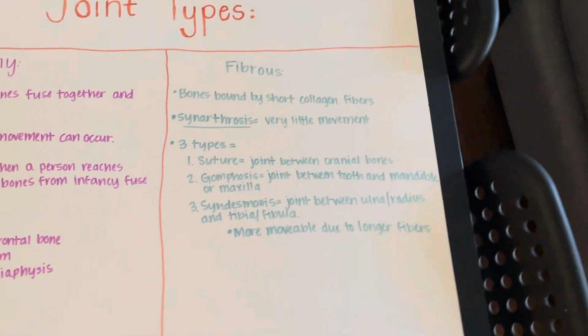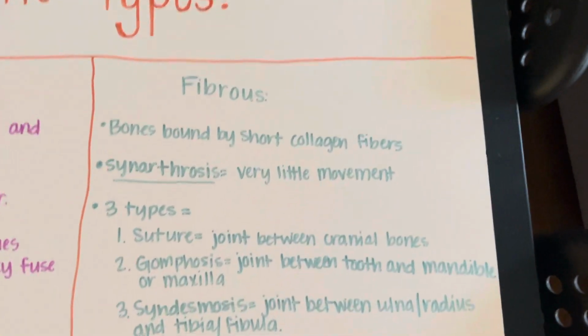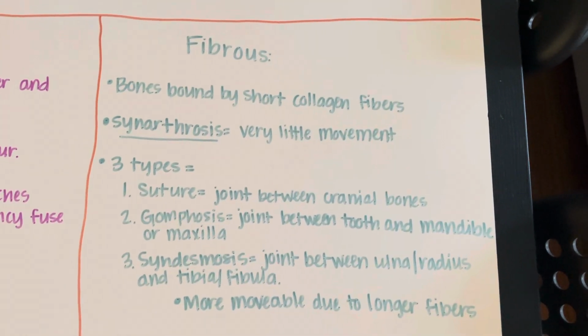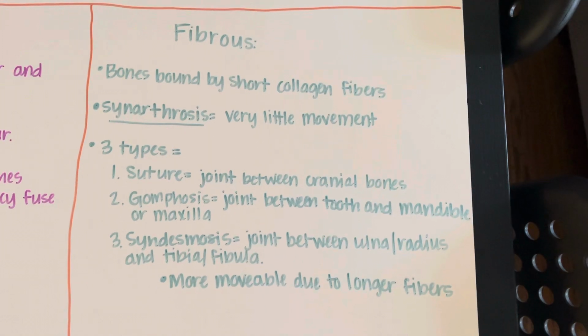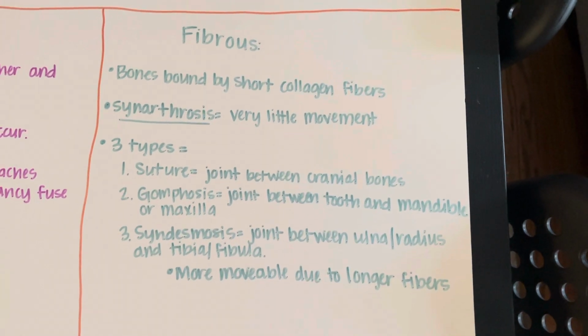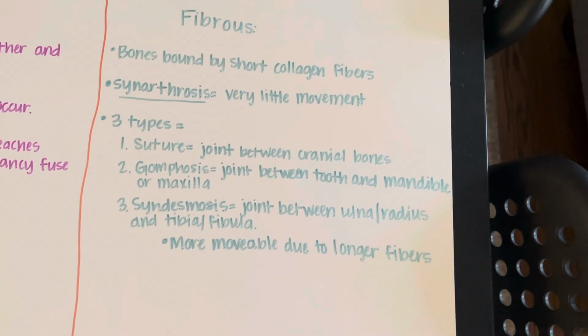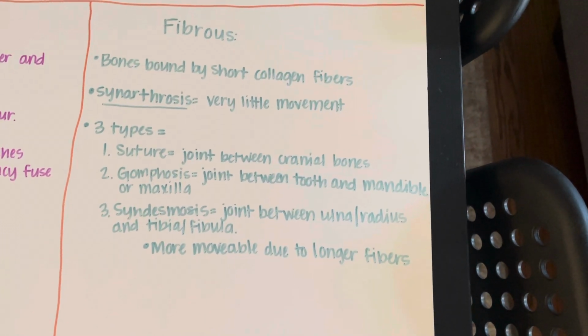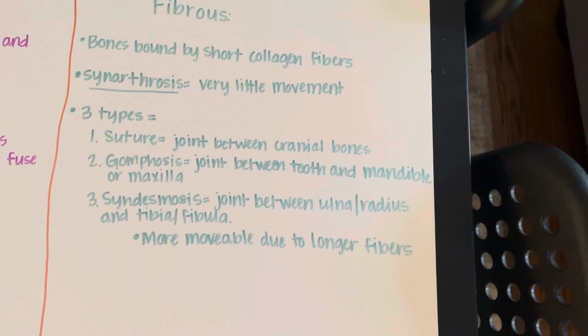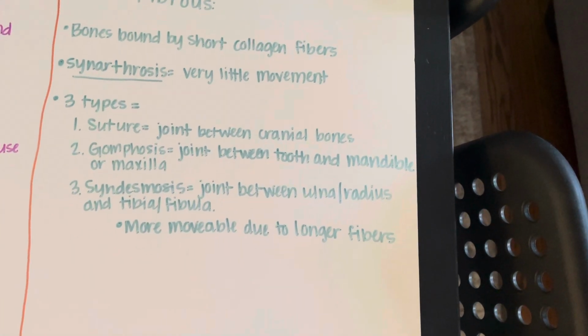The next type is fibrous joints, and they are bones bound by short collagen fibers. The articulation is synarthrosis, which means there's very little movement. There are 3 types of fibrous joints. The first is suture. An example is the joint between the cranial bones.